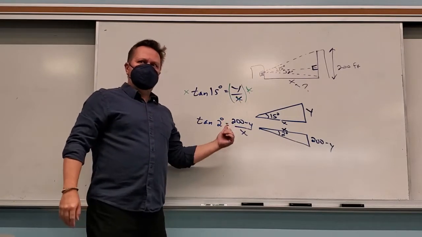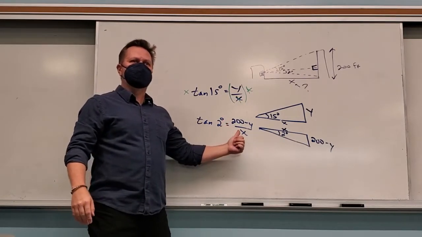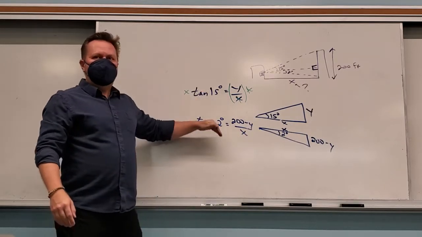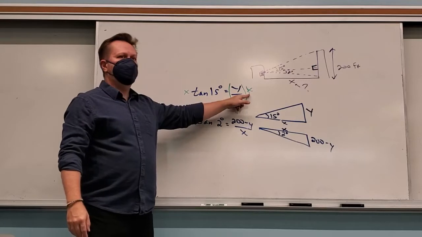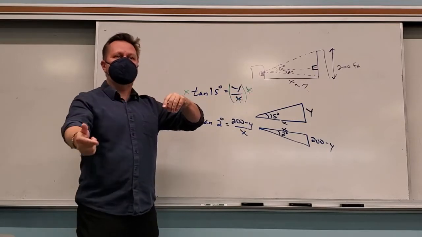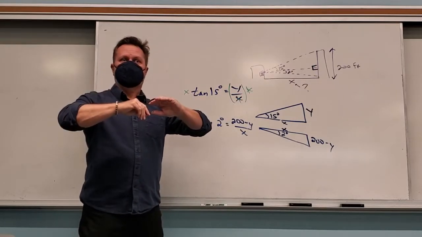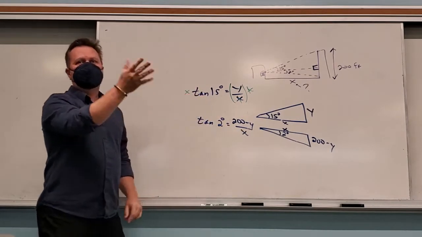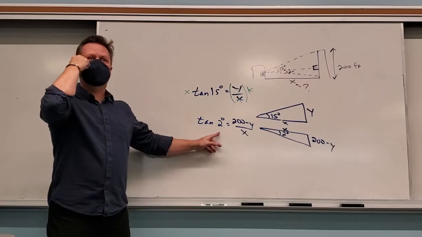This is going to happen a decent amount of the time, right? We have two things we don't know, and we have two pieces of information. I can solve one of them for a letter and then plug that into the other one. Can anyone tell me why this equation by itself doesn't work? Not just because it has tangent, by the way. Why doesn't this equation work?